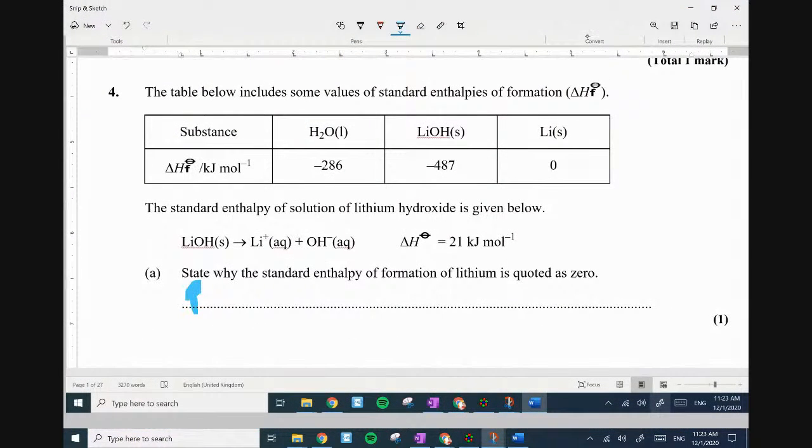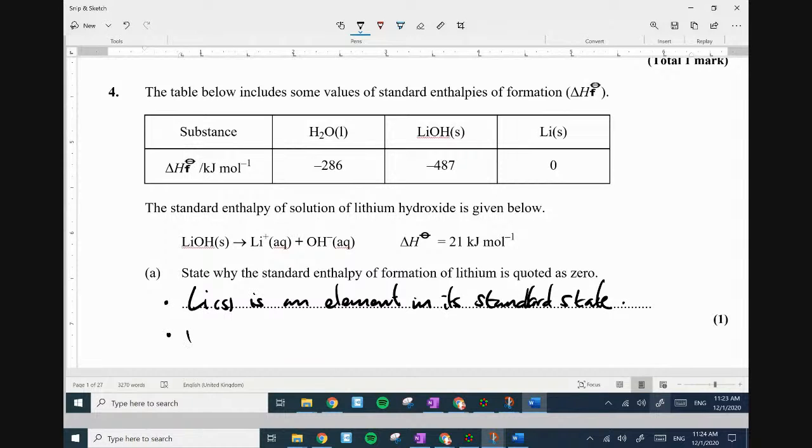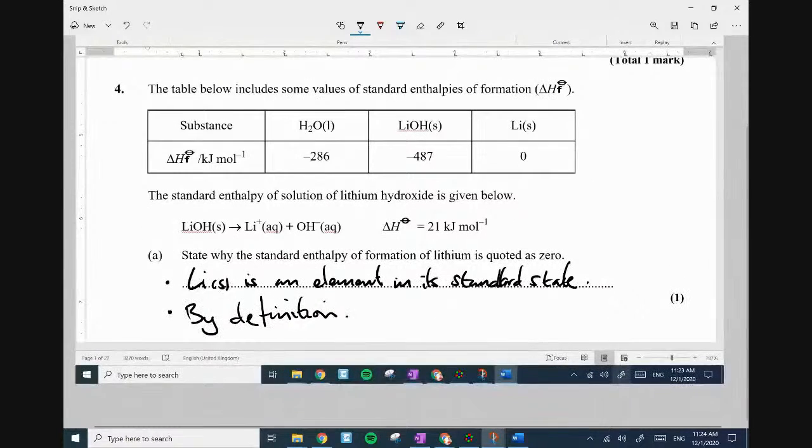You can either say it is an element in its standard state, 1 mark. Element, I'll say lithium, Li solid, is an element in its standard state. There's one answer, standard state. The other answer, you are also allowed to say, by definition. I don't like it. They can take that away from you. And I warn you of that.